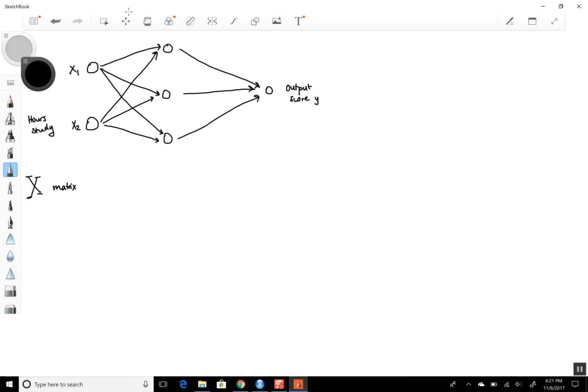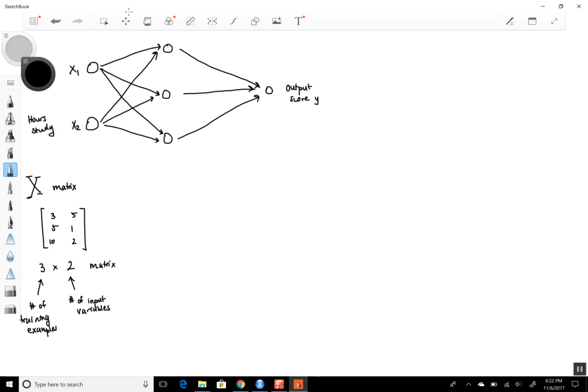In our case, X is a 3x2 matrix, with rows 3, 5, 5, 1, and 10, 2. In this case, the 3 is the number of training examples, and the 2 is the number of input variables. So we have 2 input variables and 3 training examples.